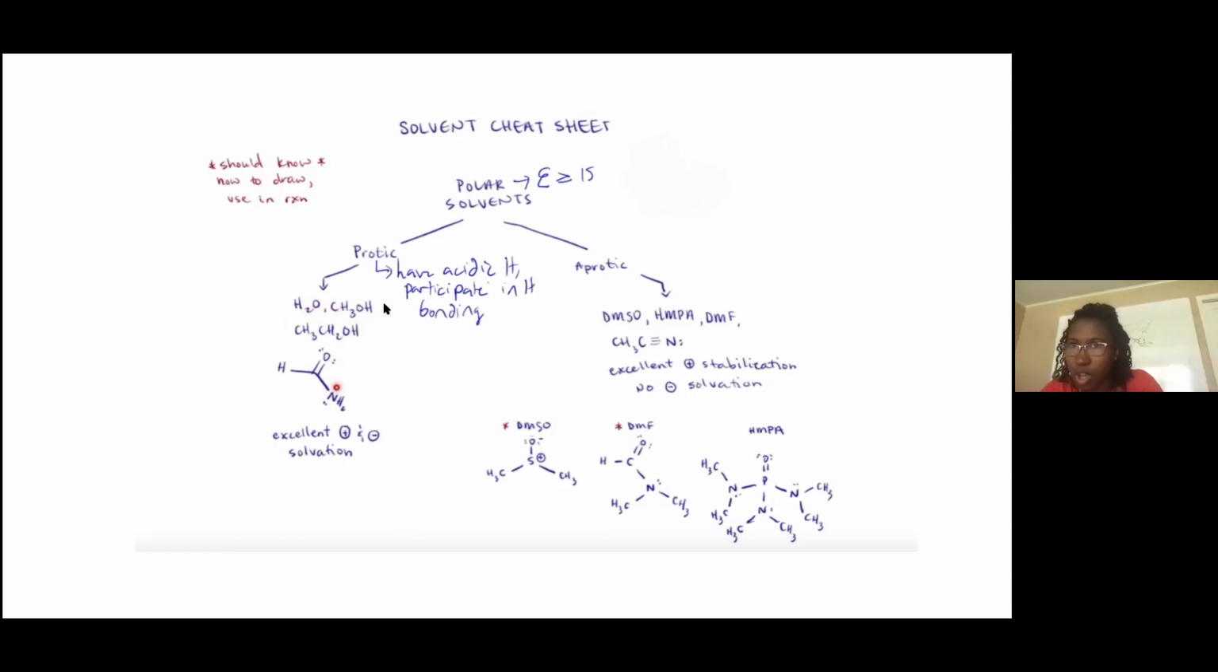Again, a lot of solvents fall into multiple categories. And polar protic solvents have excellent both cation and anion solvation, which again, solvation is just those interactions that I drew earlier on the protic solvent page. So now we have the polar aprotic solvents. These are polar molecules that do not have an acidic hydrogen and thus cannot participate in hydrogen bonding.